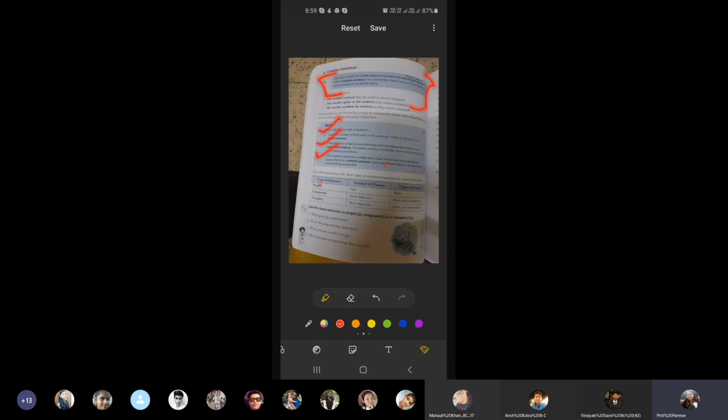In a simple sentence, you will look at the sentence. You don't know whether it is a simple sentence. You look at the sentence and you'll check the verb first. After checking the verb, you'll see whether it is a finite verb. That means, what is a finite verb?